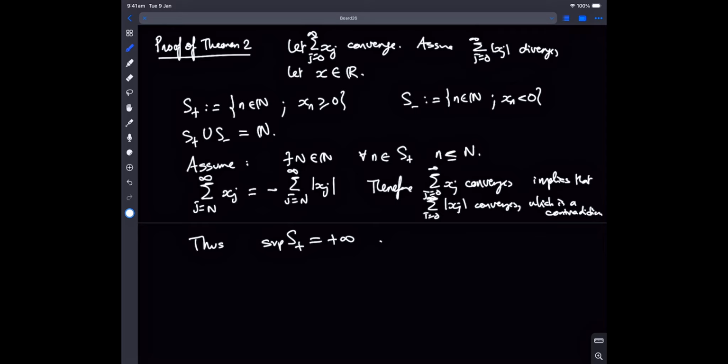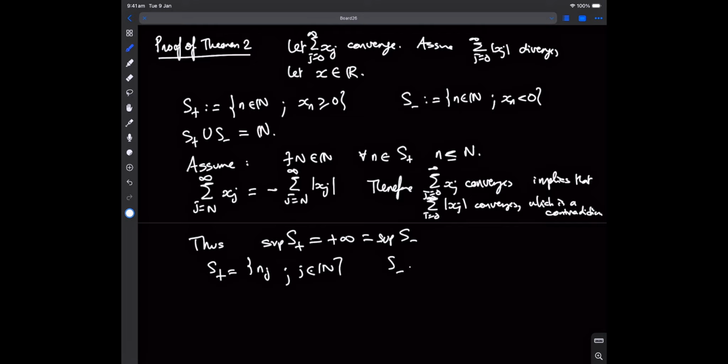In the same way, we could run the same reasoning for S_minus, and so we also have that the supremum of S_minus has to be plus infinity. That is to say, both the set S_minus and the set S_plus are infinite sets of natural numbers. Okay, let us give some names to the elements of S_plus and S_minus. I'm going to write the elements of S_plus as n_j, j in N, because that's an infinite set.